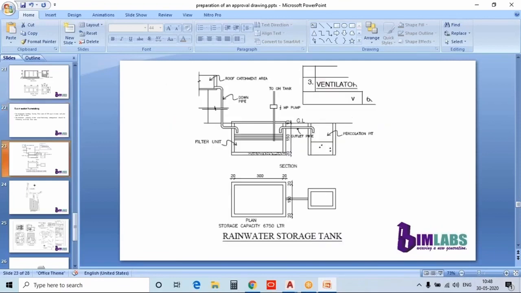Then here you can see just a model of a rainwater storage tank. This is a sectional view that shows the parapet portion, and this is a downpipe that goes to a filter unit, and here we have the storage tank. There we will collect the rainwater. And on the bottom portion, you can see that the storage capacity is mentioned, equal to 6750 liters. Like that, you have to mention the storage water capacity also.